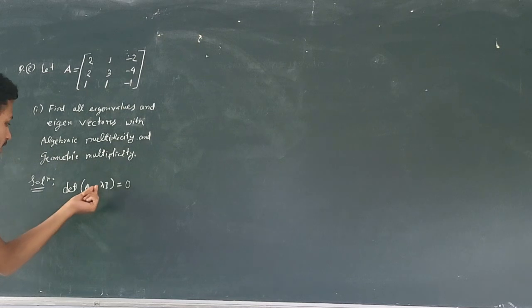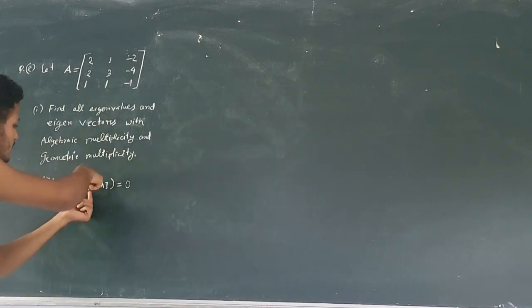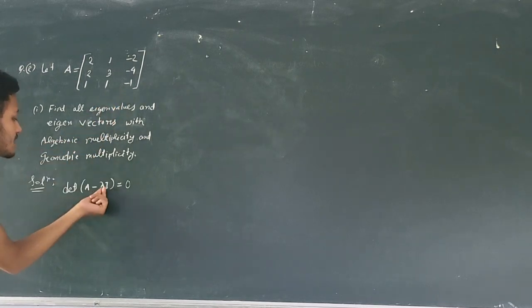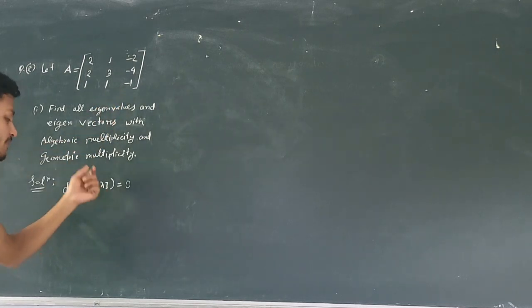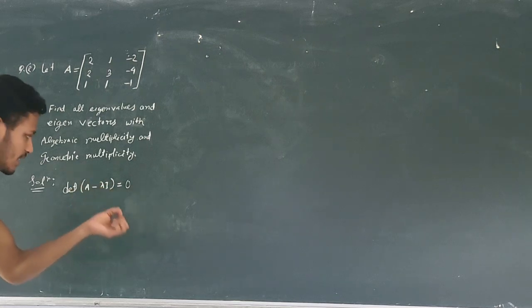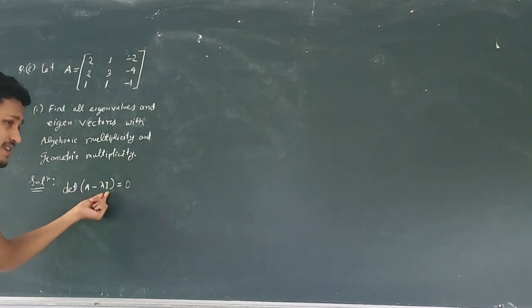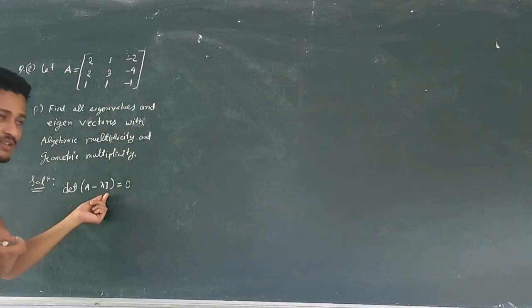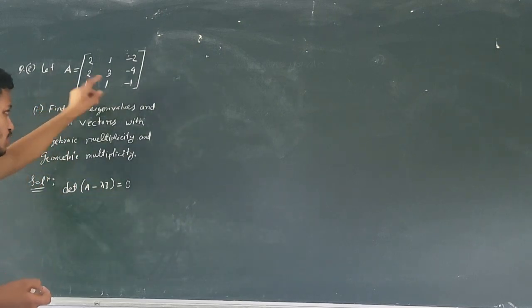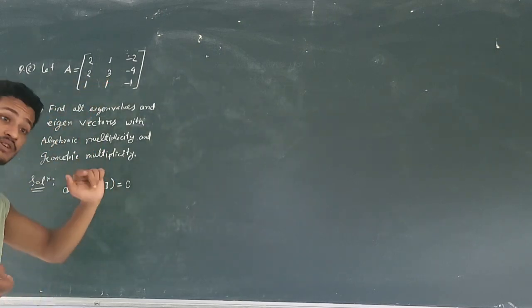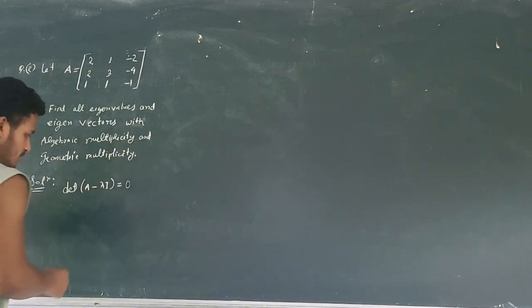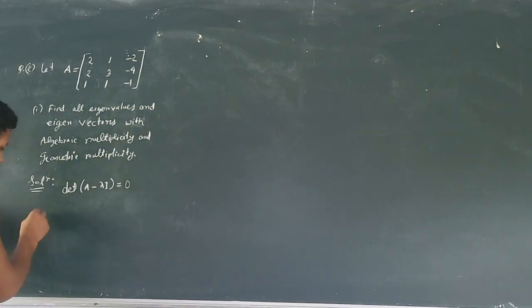But what is the determinant, and what is A? This is the matrix A. And what is lambda and what is I? Lambda is a scalar, that is, lambda is a real number, and I is an identity matrix. Since A is a 3 cross 3 matrix, I will also be a 3 cross 3 matrix. So now we find A minus lambda I.